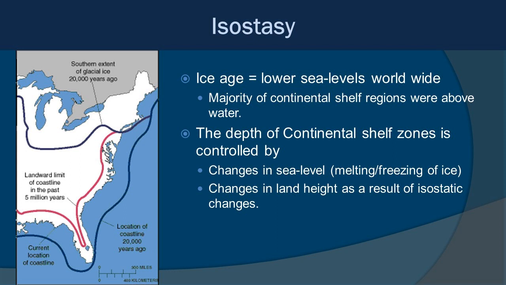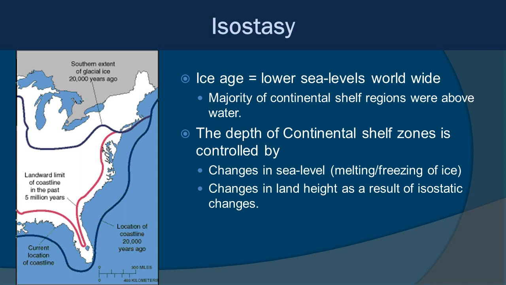Now, when we look at sea level, during the last ice age, the majority of the continental shelf regions were actually above water, which means our continents looked a lot larger because they were. Now, the continental shelf is right offshore of most continents, and it can be very wide, far away from the shoreline, or very close to the shoreline, depending on the structure.